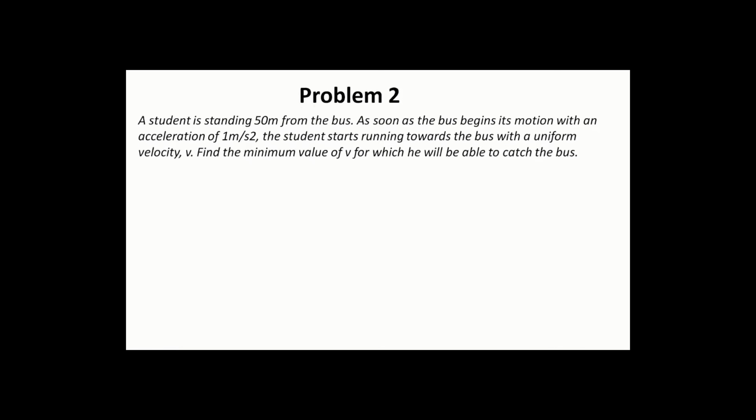Let's start with problem number 2. This says a student is standing 50 meters in front of the bus. As soon as the bus begins its motion with an acceleration of 1 meter per second square, the student starts running towards the bus with a uniform velocity v. Find the minimum value of v for which he'll be able to catch the bus. So this is the scenario.